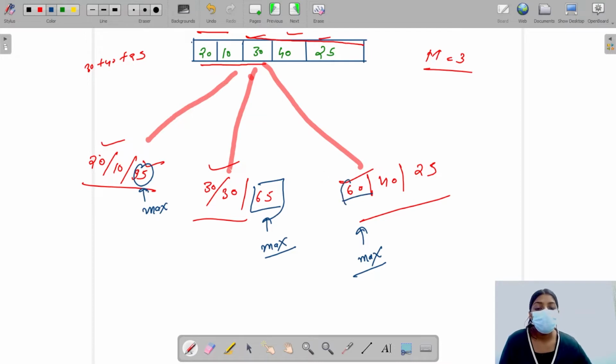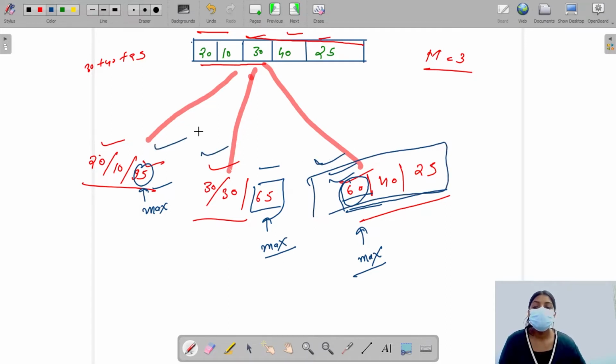Right? So I have to return this 60. That is the maximum number of pages that one student has to read, and in all the distributions it should be minimum. It is the maximum among these three students, but it is the minimum across this distribution, right? So we have to minimize the load on the student that has to read the maximum number of pages of the book. So we have to return the 60.